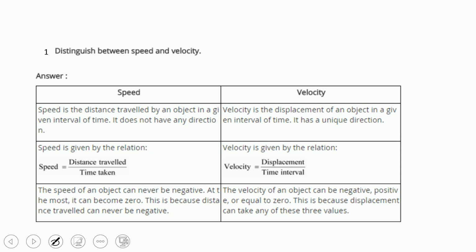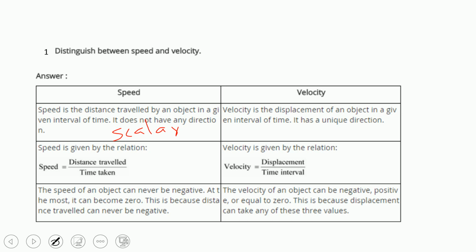The first question is to distinguish between speed and velocity. Now you know about speed. What is speed? Speed is the distance traveled by an object in a given interval of time. Distance does not have any direction, so speed also does not have any direction. So it is called a scalar quantity.